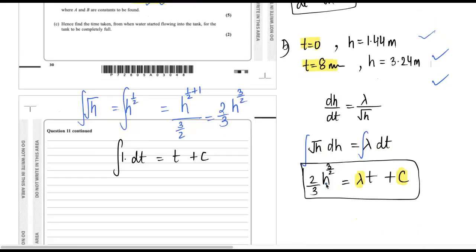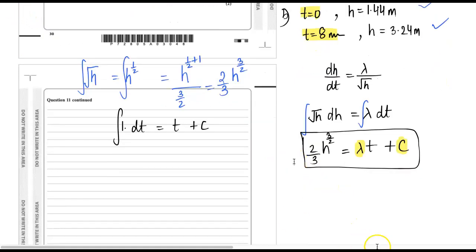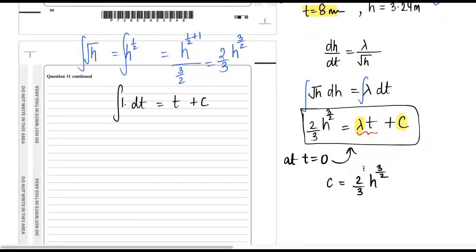Yeah, so let's substitute the value. First, we're going to be substituting t equals 0. So at t equals 0, what will happen? This whole thing will be 0, and you're going to be getting the value of c. So c will be 2/3 of h to the power 3/2, right? We are just substituting t equals 0 in this equation. If you substitute t equals 0, lambda t will be 0, and we're going to be getting the value of c.